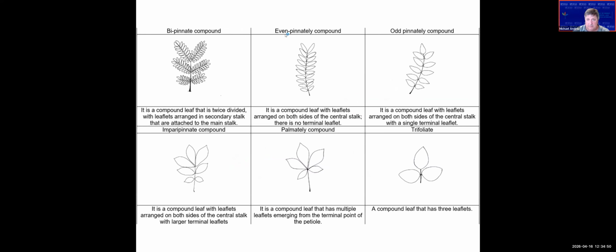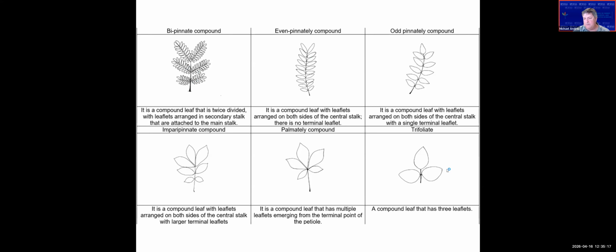The most common ones are pinnately compound leaves. So that entire thing is one leaf and the leaflets are emerging on either side of the rachis. We've got two of them that are pinnately compound here. This is evenly pinnately compound, even number of leaflets, oddly pinnately compound, odd number of leaflets. We've got bipinnately compound, twice divided. So you can begin to think about these things.